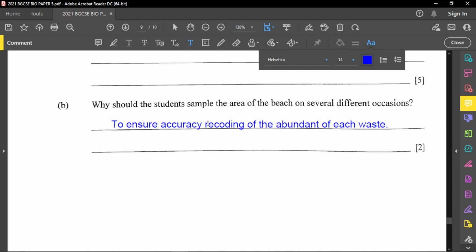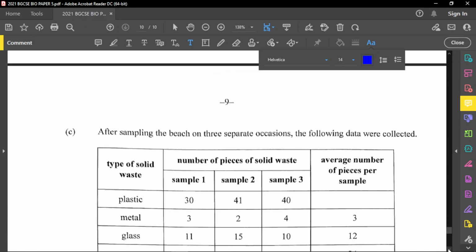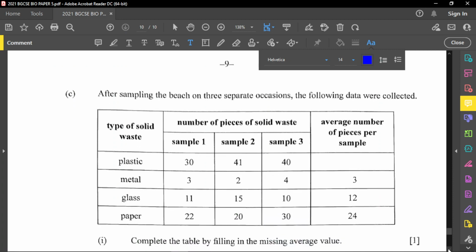All right, and also to make your prediction more reliable. So that's definitely it. You want to make sure you do it on different occasions. All right, so doing the experiment more than once is always best to get a better understanding of what is actually happening.